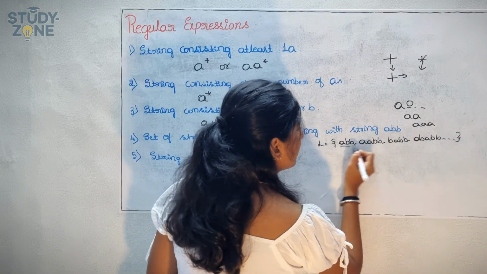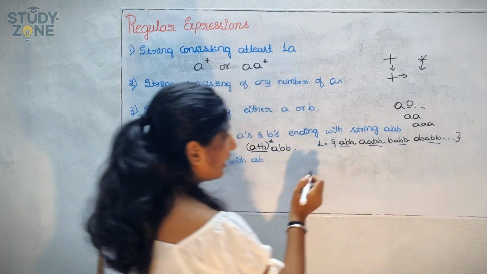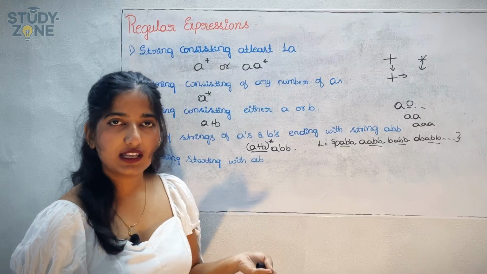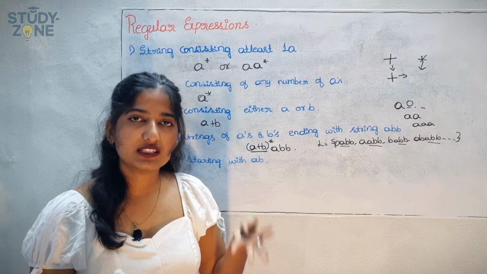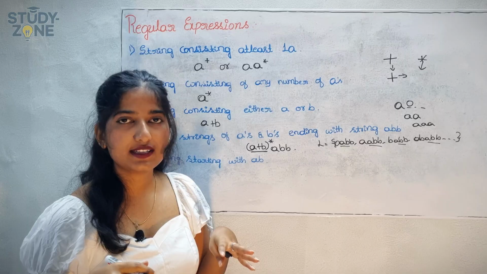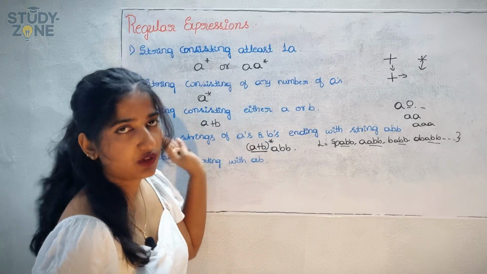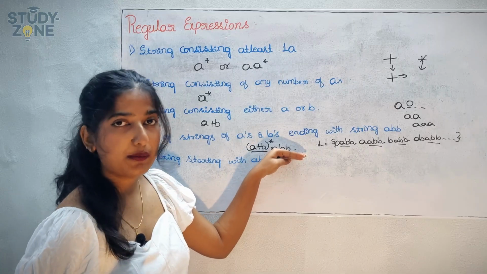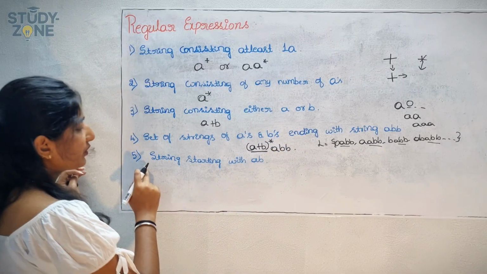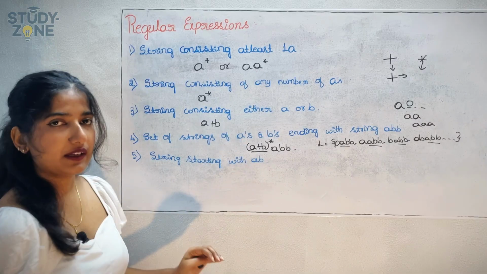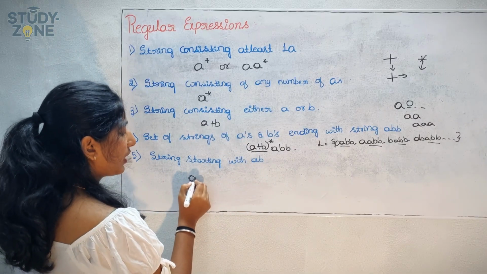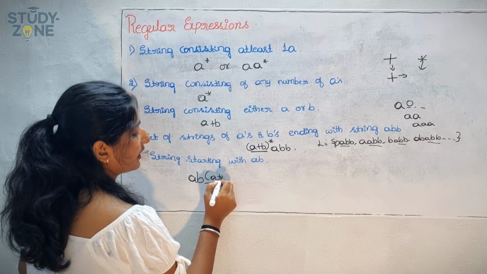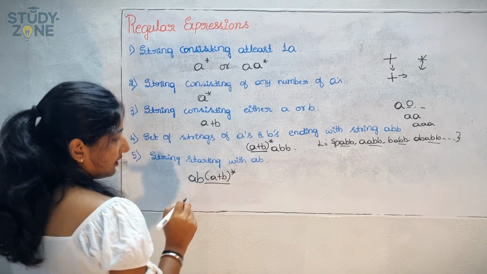So here the thing is ABB should be there. Here there is nothing. So (A plus B) star means A plus B means A or B, star means 0 or more occurrence of a string, right? So here I can have 0 occurrence of a string, 1, 2, 3, anything, but at the end it should be A, B, B only. Now we have string starting with AB, which means starting we should have AB, ending we can have anything. So I am writing the same thing, that is AB followed by (A plus B) star.